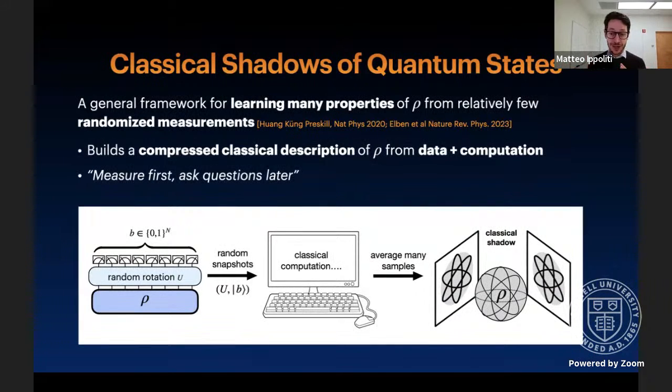So the best we can do is to measure in a randomized basis. Doing so builds a compressed classical description of the state that we obtain from doing these measurements, collecting those outcomes and then doing some computation with them. And with this description, we can later on learn many things. So the perspective here is to measure first and ask questions later. That's the slogan for this type of approach.